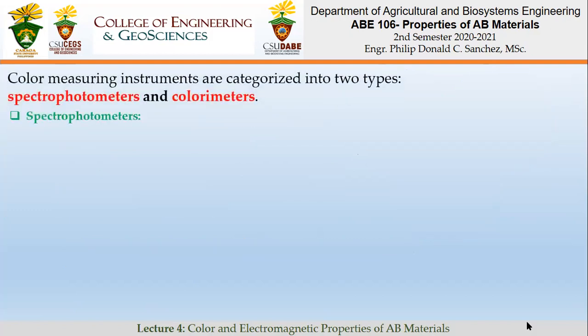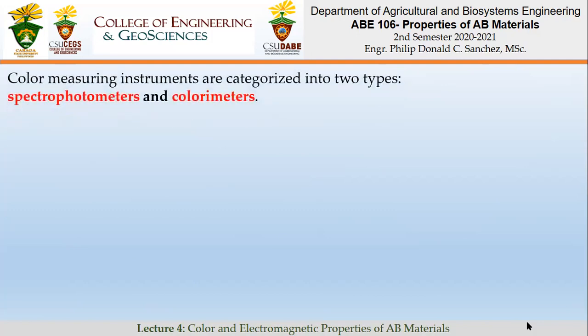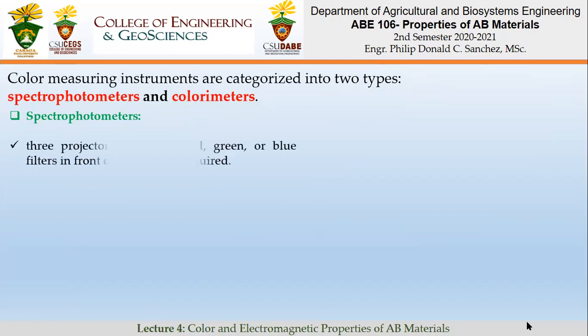Color measuring instruments are categorized into 2 types. We have spectrophotometers and colorimeters. After a series of research, development, and innovation from this CIA, we now have the available color measurement instruments, which are categorized as spectrophotometers and colorimeters. When we say spectrophotometers, these are color measurement instruments which project red, green, or blue filters, the so-called red, green, and blue characteristics, the RGB characteristics of the material.